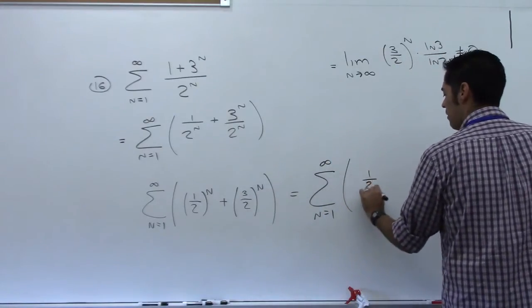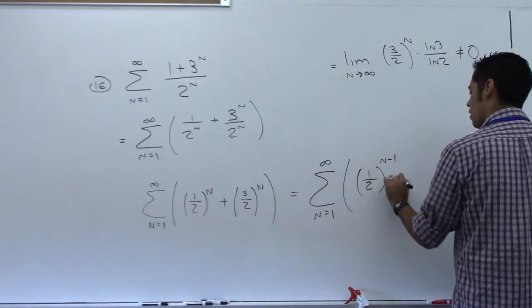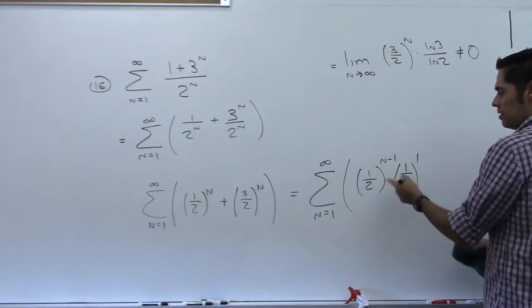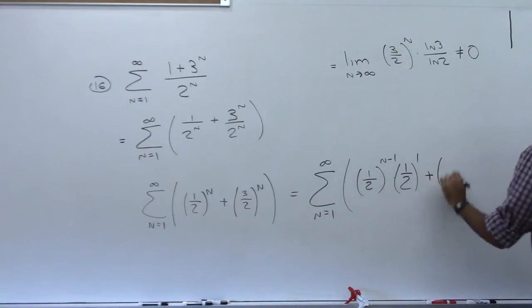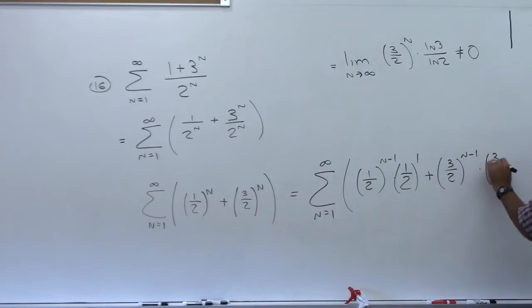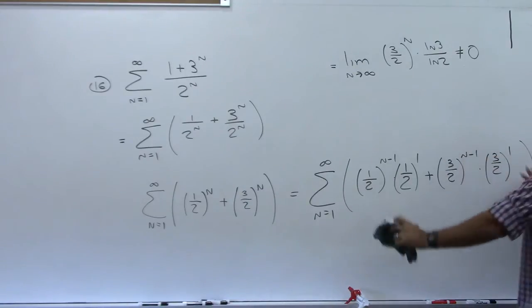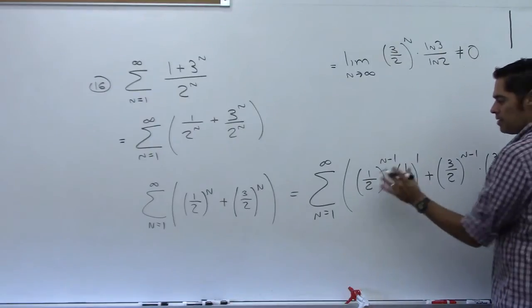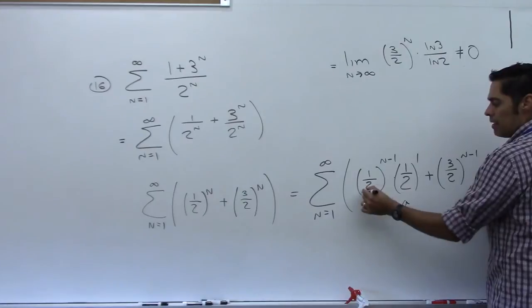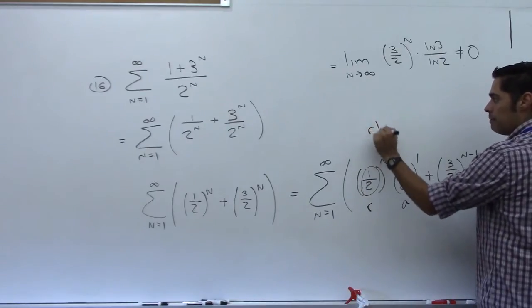This would be 1/2 to the n minus 1 times 1/2 to the 1. That's realizing the hidden 0. And then plus 3/2 to the n minus 1 times 3/2 to the 1. And so you know that if you split this up into 2 sums, this is a geometric series. This is A, this is R. The absolute value of R is less than 1.